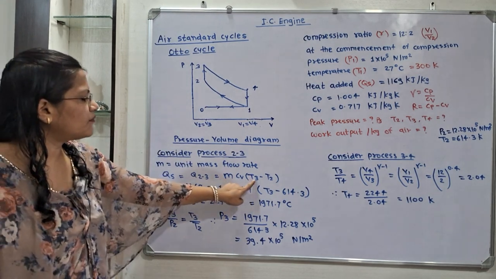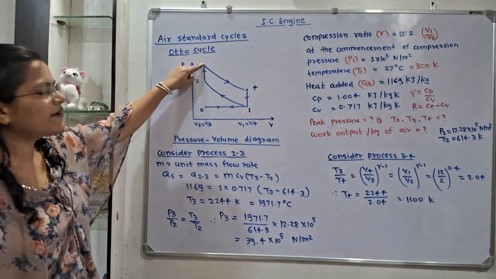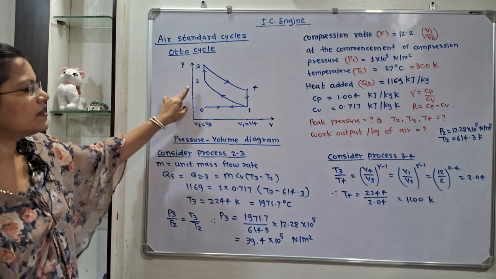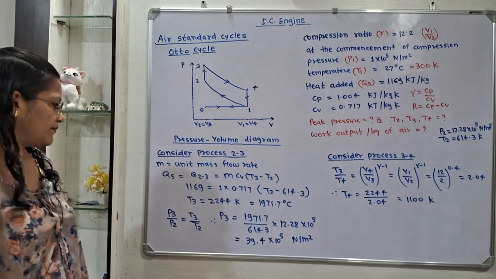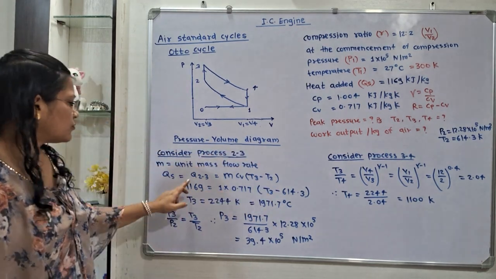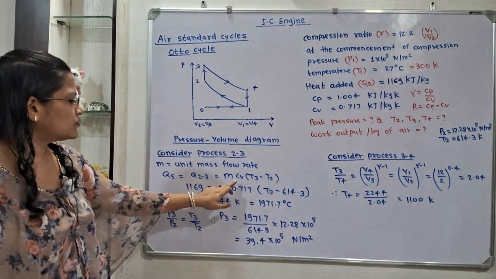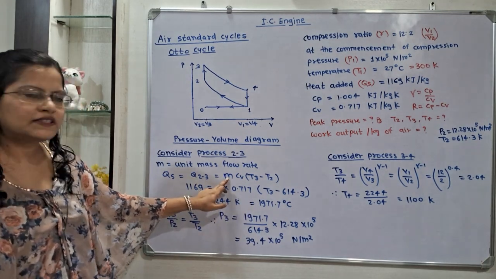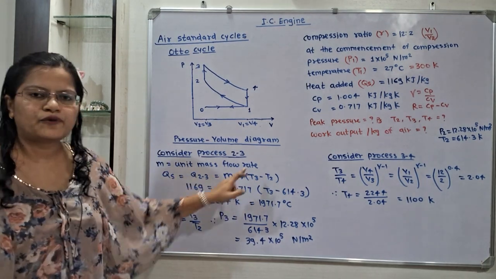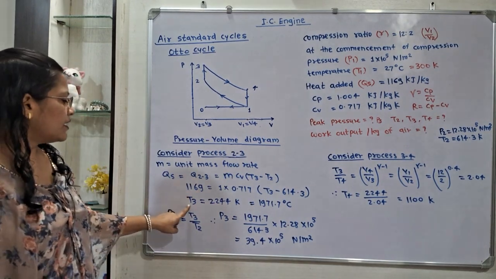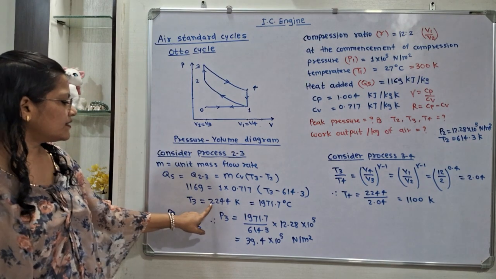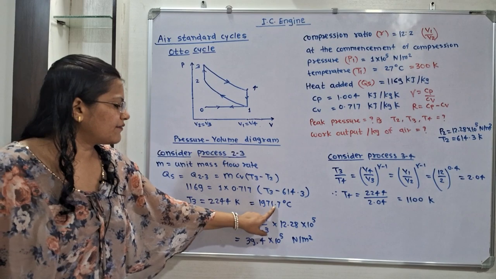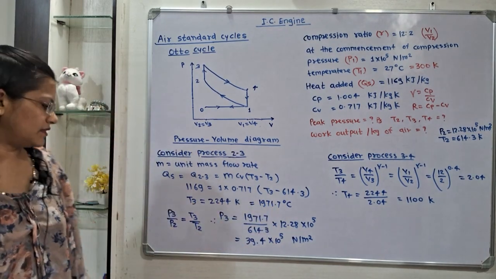Now what is the value of T3 and T2? T3 value is unknown and T2 we have calculated as 614.3 Kelvin. So we will put all the values. Here Cv is 0.717, mass is equal to 1 because unit mass flow rate is given, and when we calculate T3, it is 2244 Kelvin, and that is equal to 1971.7 degree Celsius.